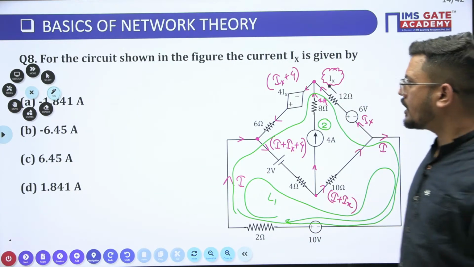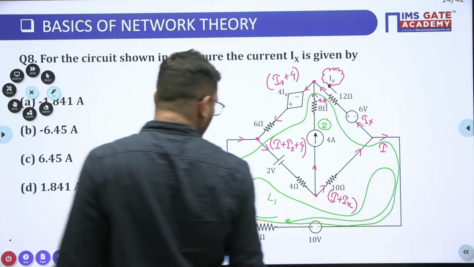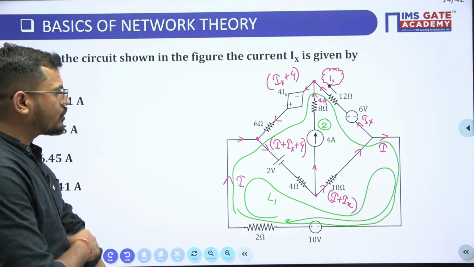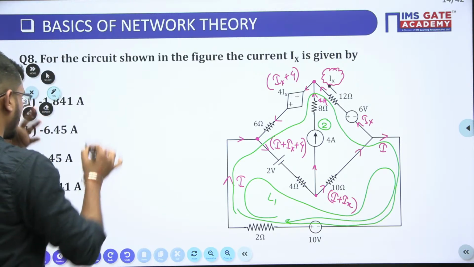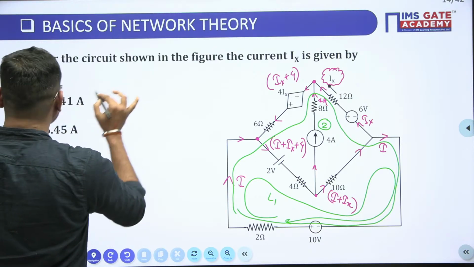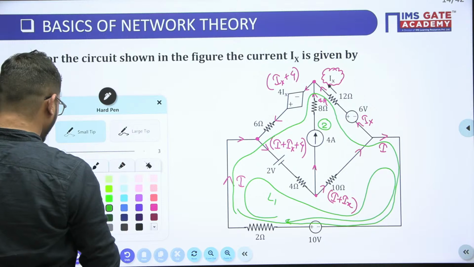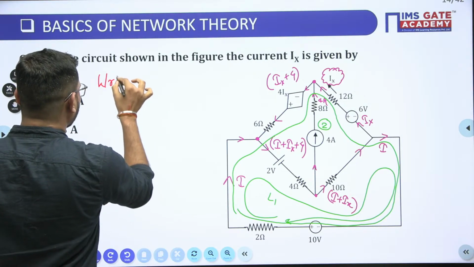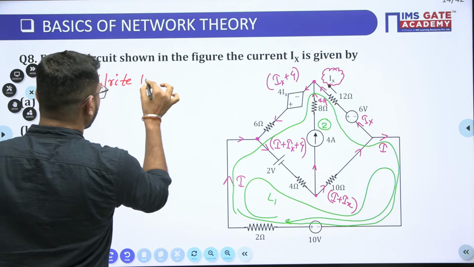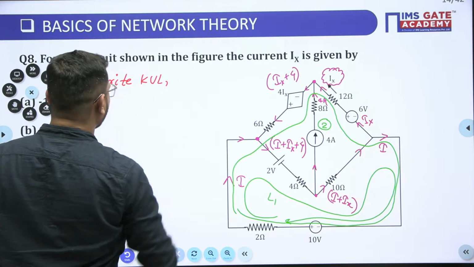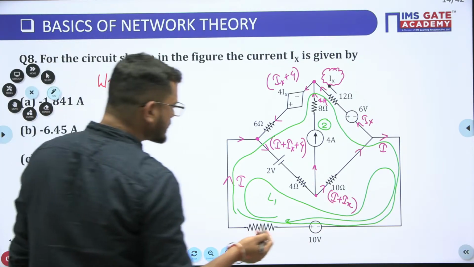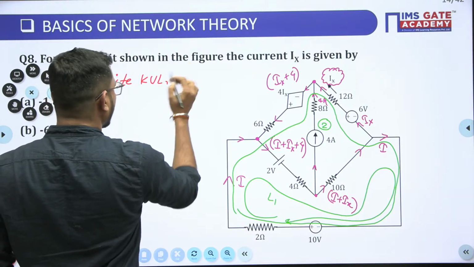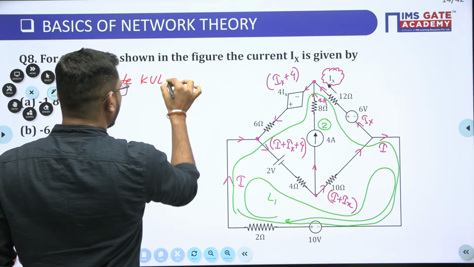Now what we can do, guys, simply we'll write KVL. So let us write KVL, guys. Here I'm writing KVL. What is the value of KVL, guys? Here I am writing KVL in mesh 1.